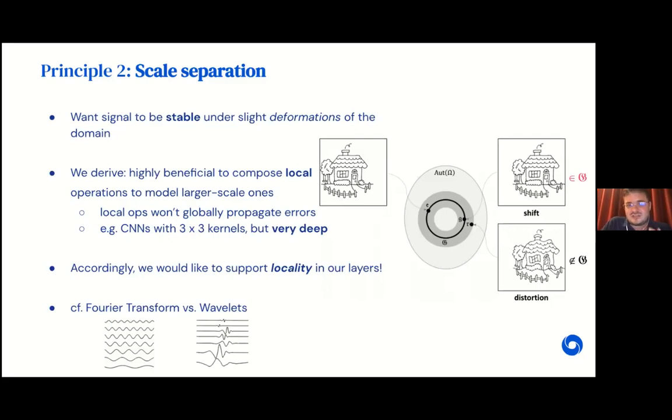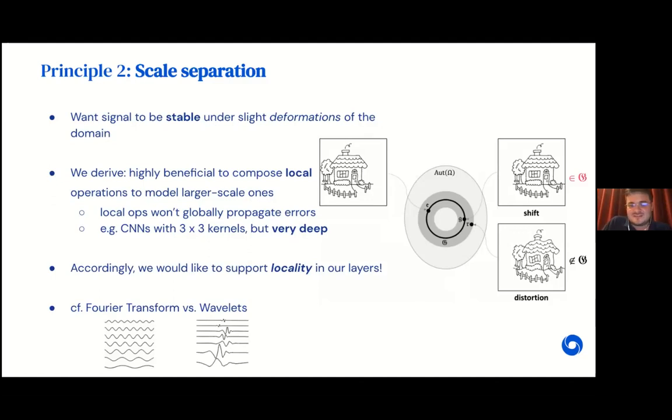So that's one motivation for why convolutional neural networks are often designed with very tiny 3x3 convolutional kernels, but then made super deep to propagate the effects. And accordingly, any geometric deep learning layers we make would ideally be local.